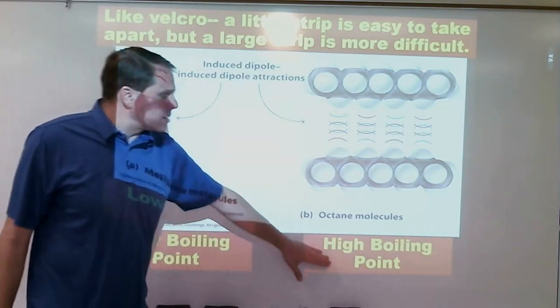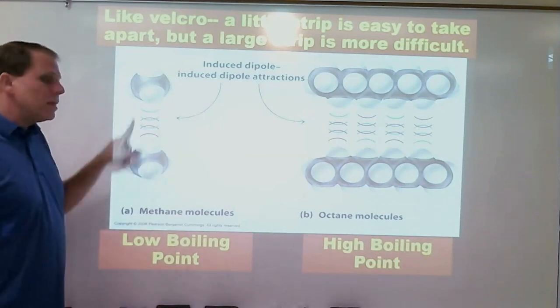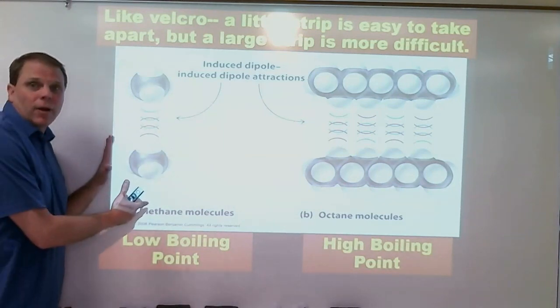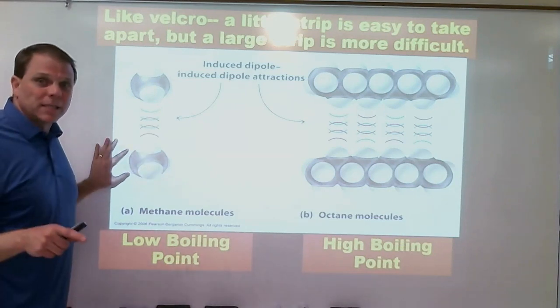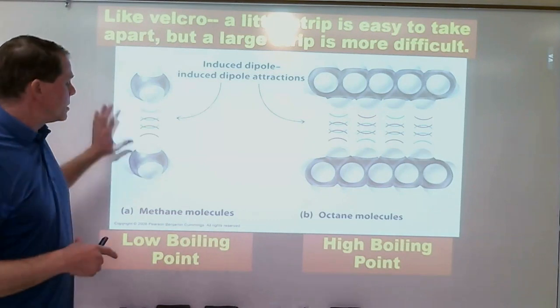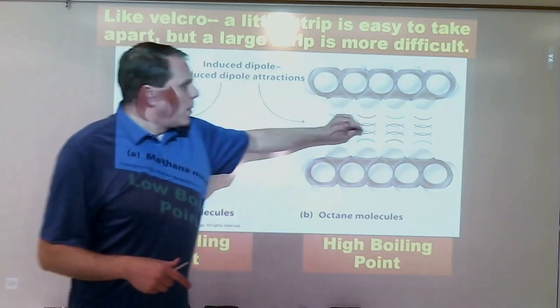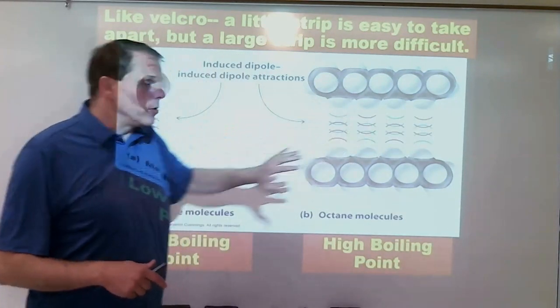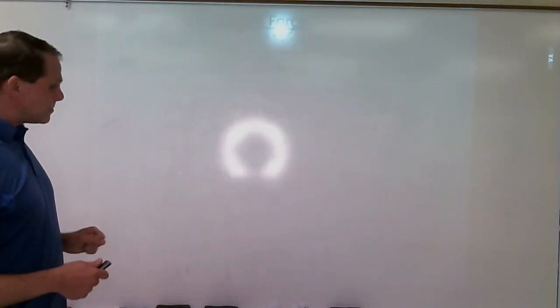And that's why octane is going to be a liquid at room temperature and have a higher boiling point than methane, which is natural gas, right? This is the stuff that comes through our little gas spigots here. It's the stuff that you would have at home supplying your gas furnace. Methane doesn't have as many attractions, but octane has lots of attractions. Liquid at room temperature, gas at room temperature. Pretty cool, right?